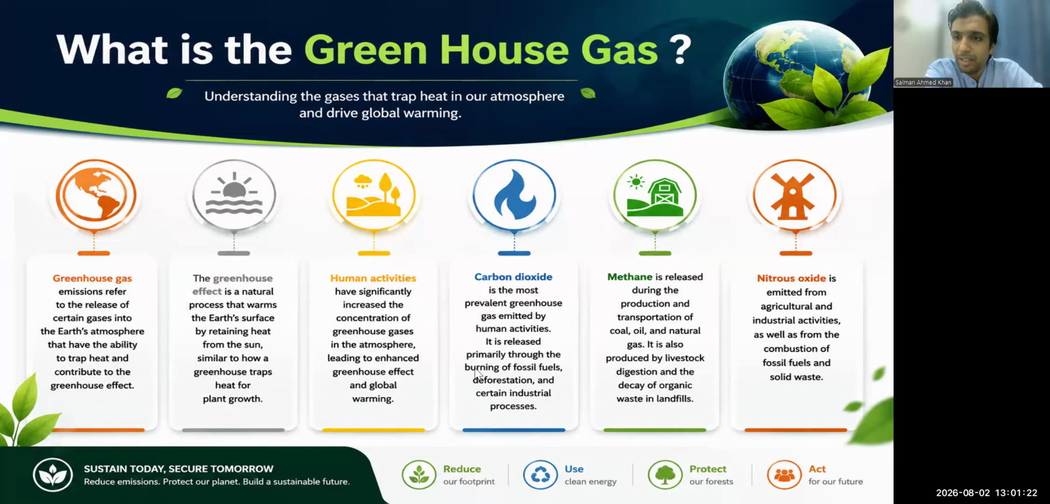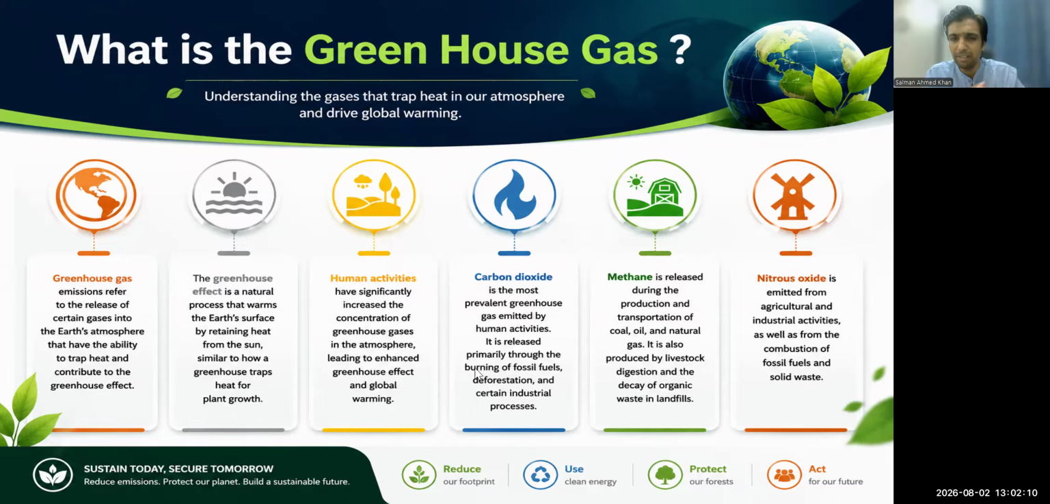So, greenhouse gases basically are the emissions that refer to the release of certain gases into the Earth's atmosphere that have the ability to trap heat and contribute to the greenhouse effect. The greenhouse effect is a natural process that warms the Earth's surface by retaining the heat from the sun, similar to how a greenhouse traps heat for plant growth. Now, how does it actually trap the heat for the plant growth or for the entire planet? Obviously, there are human activities which have significantly increased over the years and have increased the concentration of greenhouse gases in the atmosphere, leading to an enhanced global warming effect.